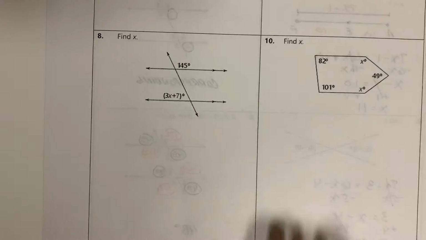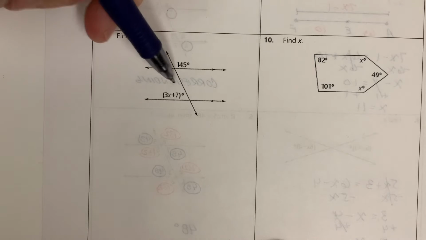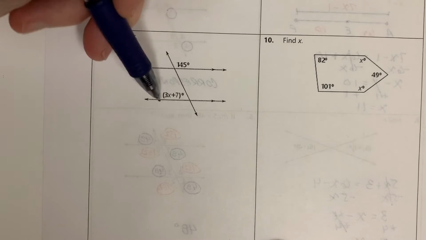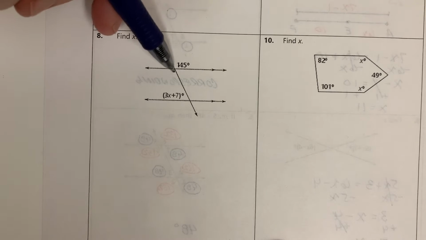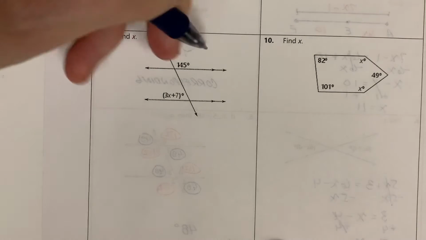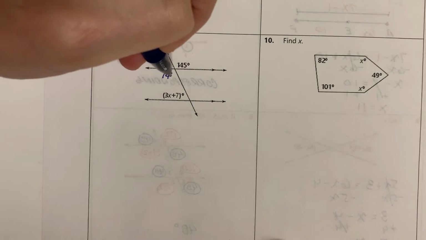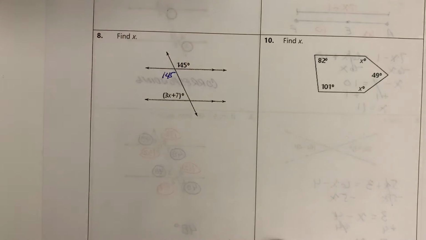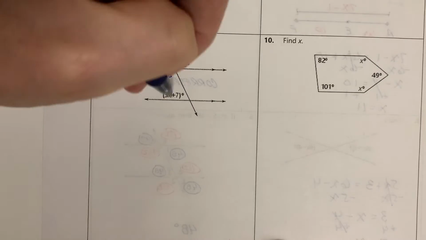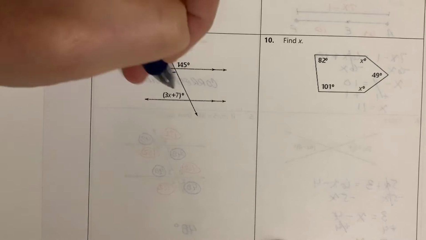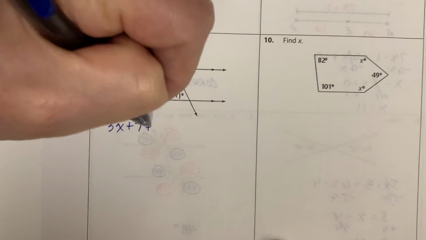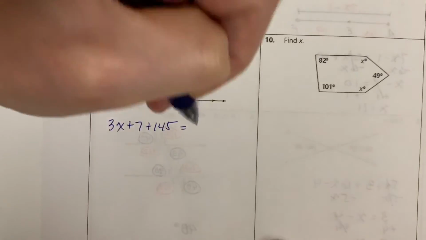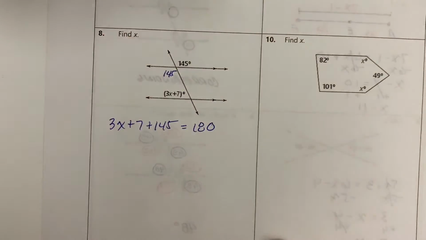Okay, number 8, we have these two angles again. And again, these two angles are not congruent. This one's big and this one's small. So that 145 is the same as this one because they're a linear pair. Now they're consecutive interior again, and these are supplementary. So now we're going to take 3x plus 7, add it to 145, and set that equal to 180.